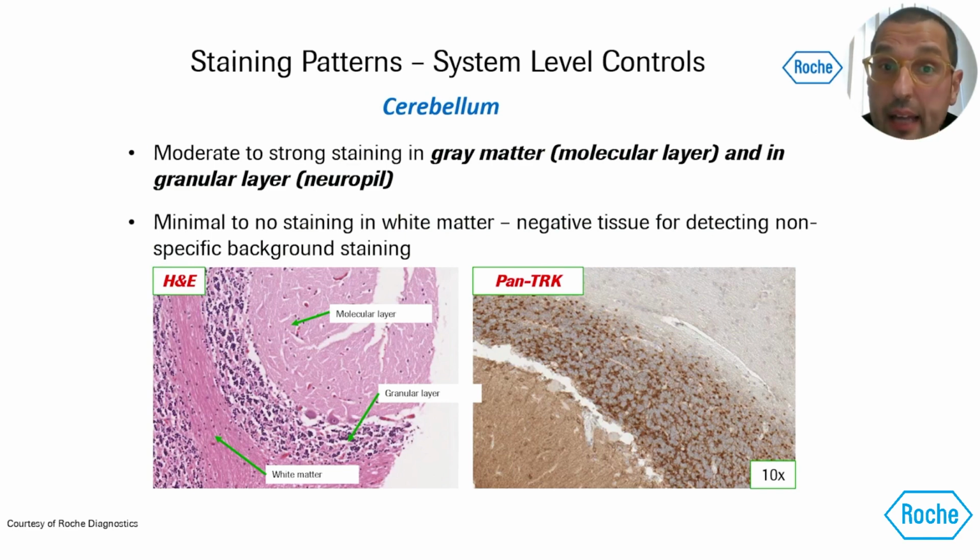Of course, as for any other immunohistochemical assay, it's essential to run proper controls. As I said in the introduction of this brief session, NTRK is typically positive in the brain tissue or central nervous system and peripheral nervous system. So cerebellum is the optimal brain tissue for the positive control, and it typically stains gray matter, while minimal or no staining is present in the brain white matter. So in the same brain tissue you have both positive and negative control.